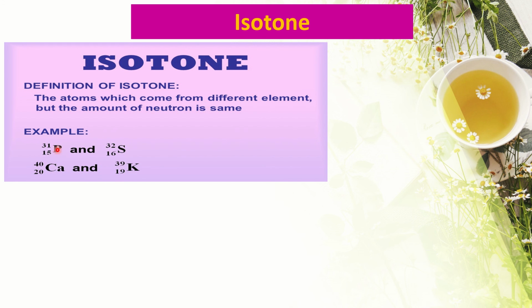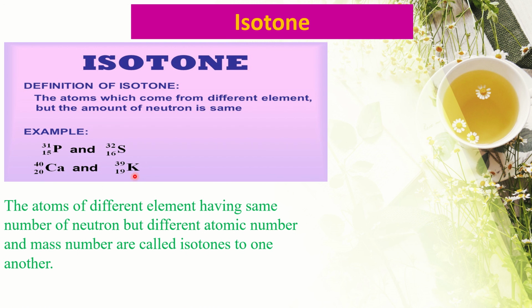Look, here phosphorus 31 and sulfur 32. Their atomic numbers are 15 and 16, mass numbers 31 and 32. But the neutron number of phosphorus is 16 and the neutron number of sulfur is also 16. Here calcium and potassium, their atomic numbers are 20 and 19, mass numbers are 40 and 39, but their neutron numbers are 20 and here also 20.